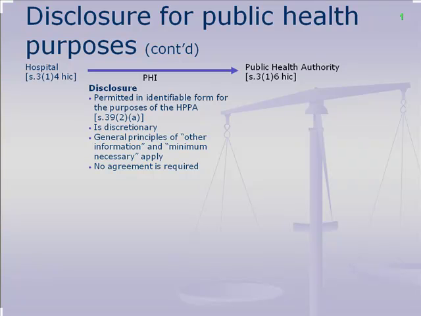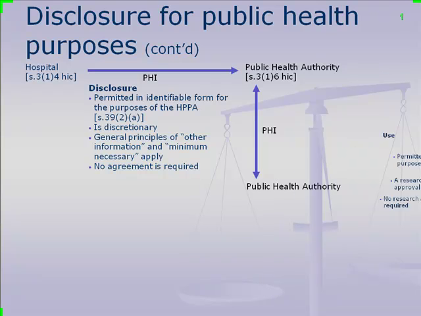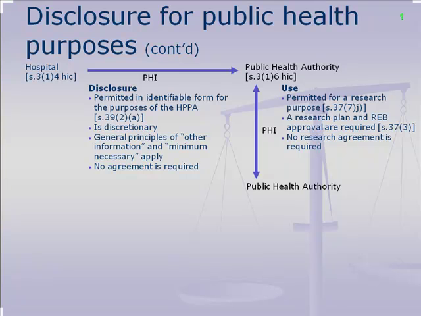Okay. And then the next scenario is where the public health authority that had received the information initially to conduct its syndromic surveillance program wants to use the information that it received for that purpose for research purposes. So what we have here is the public health authority, and the arrow goes both ways because it's within the entity, and this is going to be a use.